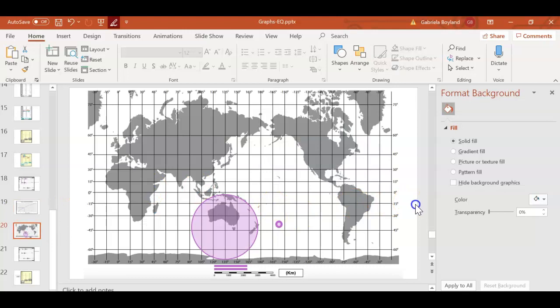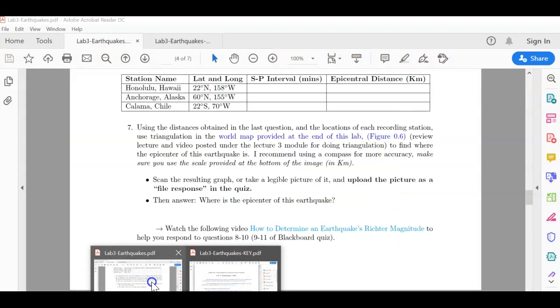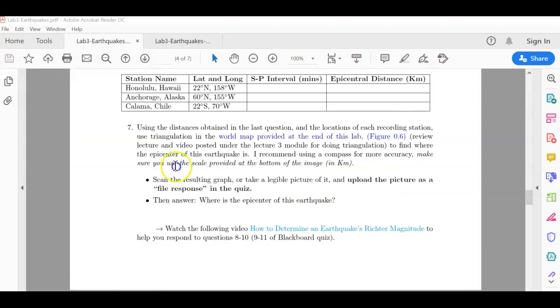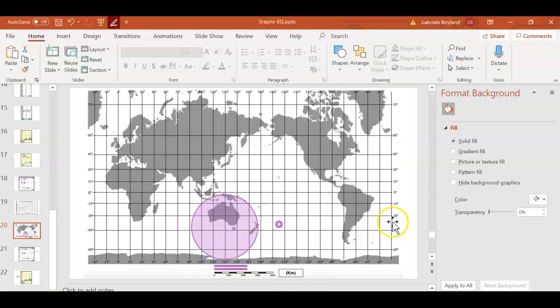If this is our map, the map that I provide to you at the bottom of the lab, we have to find, first of all, the location of Hawaii. The table says that Hawaii is at 22 degrees north and 158 degrees west. Thankfully the map has coordinates. So this is 0 from south to north. I want 22 north. This is 15, this is 30, so 22 lies about halfway. So somewhere within here, right?